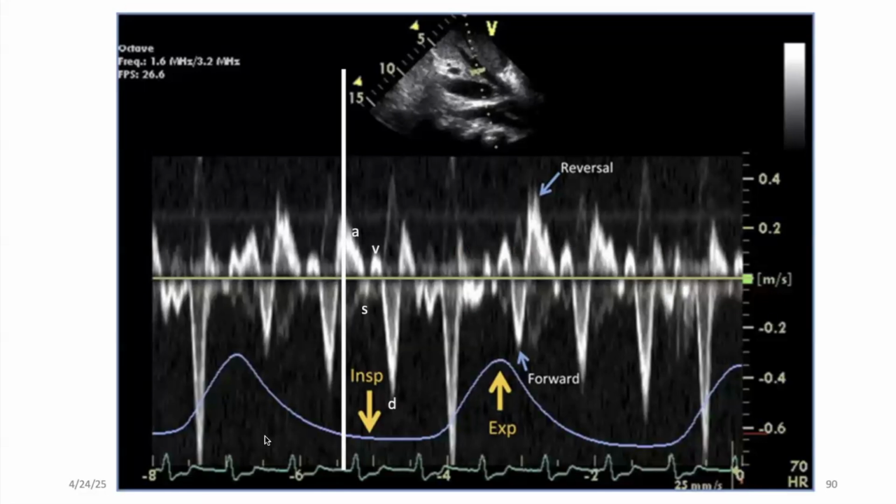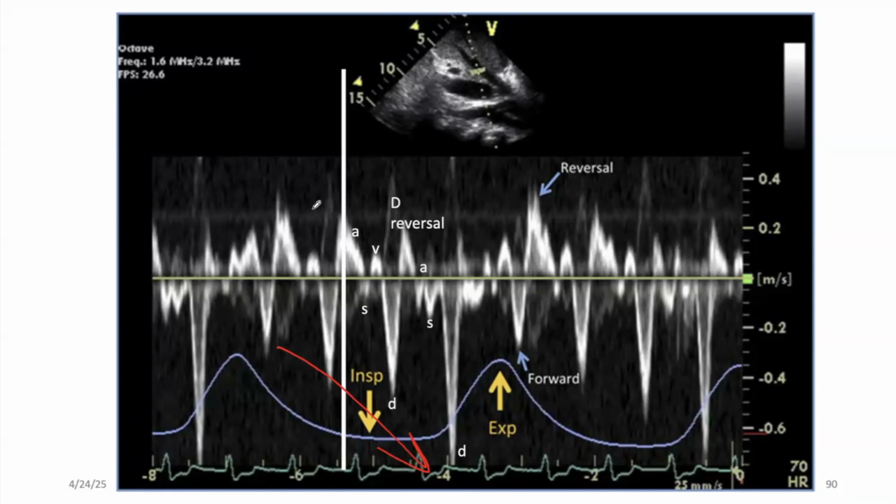And if you notice, during inspiration, you have an increase in anterograde flow. Now, again, you have some D reversal. Here's your A, S, and your D. Notice how, again, the D waves are really prominent in constriction, just like the JVP.